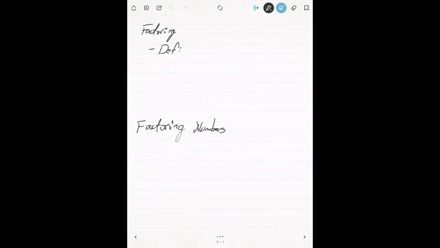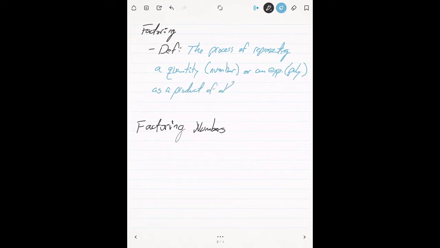So the first thing, let's go ahead and let's try to define factoring. We're going to use kind of a working definition, but we're going to say factoring is the process of representing a quantity such as a number or an expression such as a polynomial as a product of other quantities or expressions.